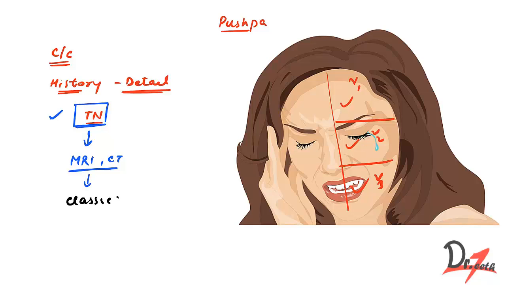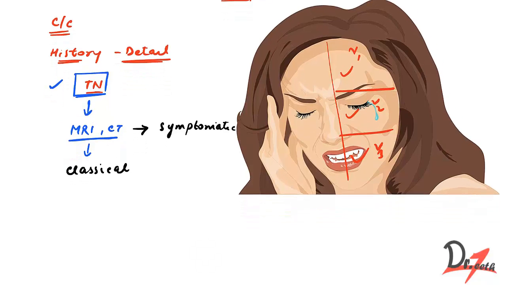Classical TN means it's idiopathic TN. But if the imaging studies are not normal, that means it is symptomatic TN. Now, if it is symptomatic TN, you will consult the neurosurgeon because it requires surgical treatment. Obviously if you have a tumor, aneurysm or any other lesion, you require surgical treatment. So that is a different thing.